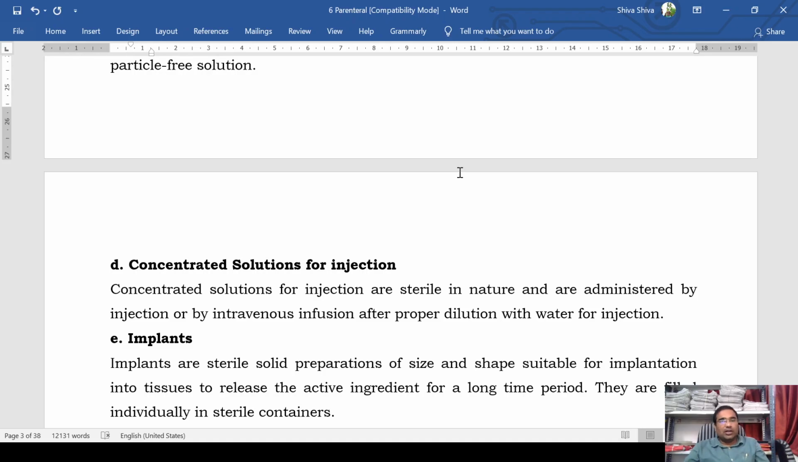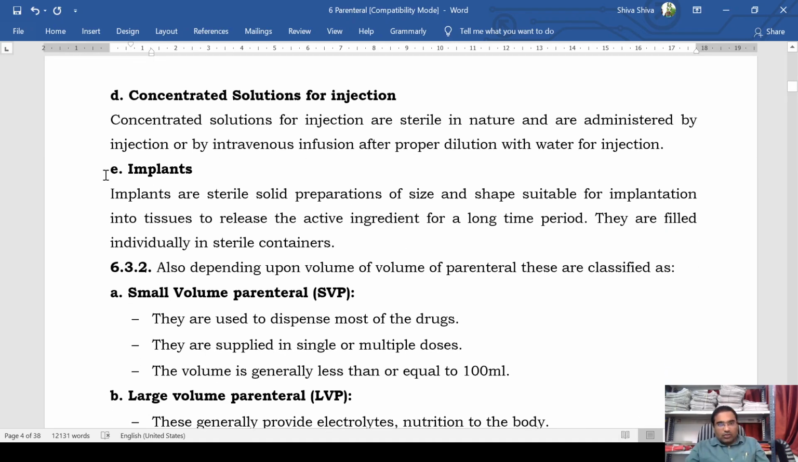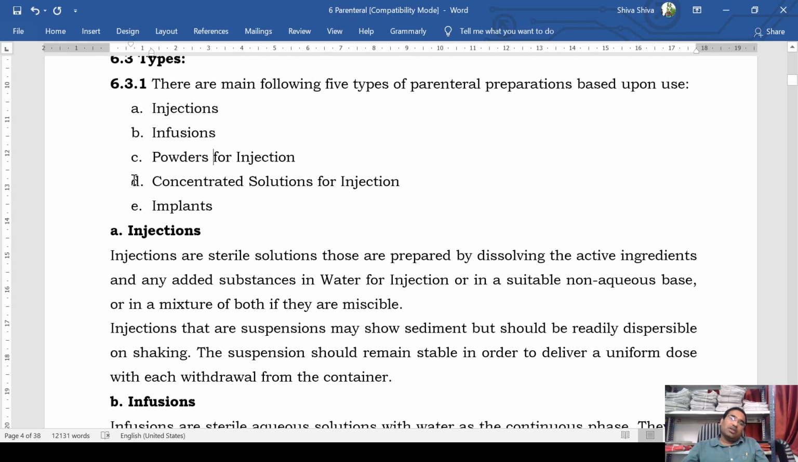Next is implants. Implants are sterile solid preparations of size and shape suitable for implantation into the tissues to release the active ingredient for a long time period. So implants act as a depot preparation. Implants are solid in nature and contain your active ingredients, and these implants are placed inside the skin or muscle with the help of specific surgical procedures. Once these implants are placed inside the body, they may release the drug for a longer period of time. So these are the types of parenteral products depending upon their use.